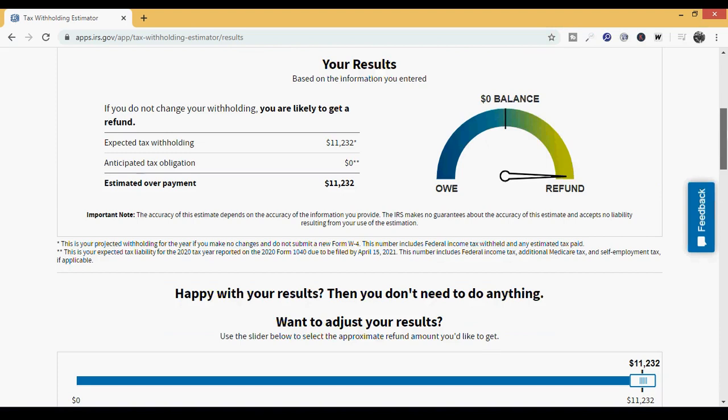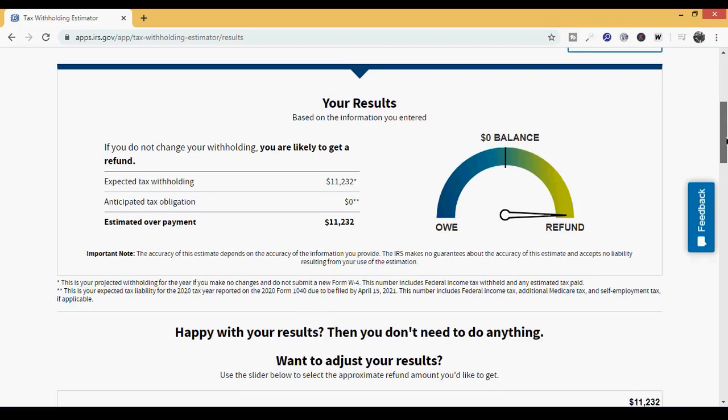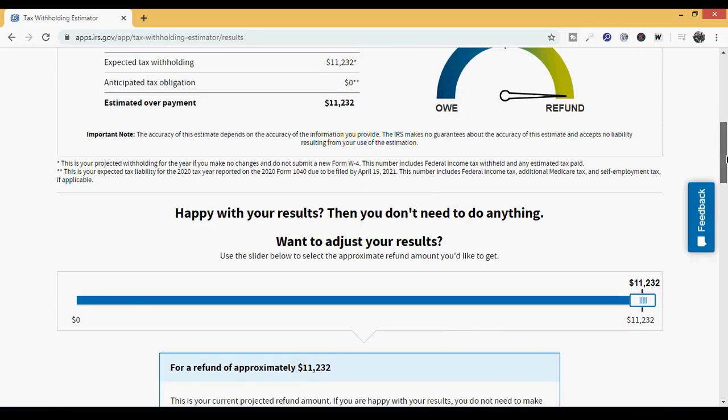So in this example, it says, if you do not change your withholding, you are likely to get a refund. So if you keep everything like it is, you are likely to get a refund. Your expected tax withholding is going to be $11,232 throughout the year, and your anticipated tax obligation is $0. This means that you have more kids, or your kids qualify you to a point where you're not even going to be taxed this year, but you're still going to get an overpayment, or refund, of $11,232 based on your scenario. So that's a refund that you'll get. Part of it is a tax credit based on your situation.